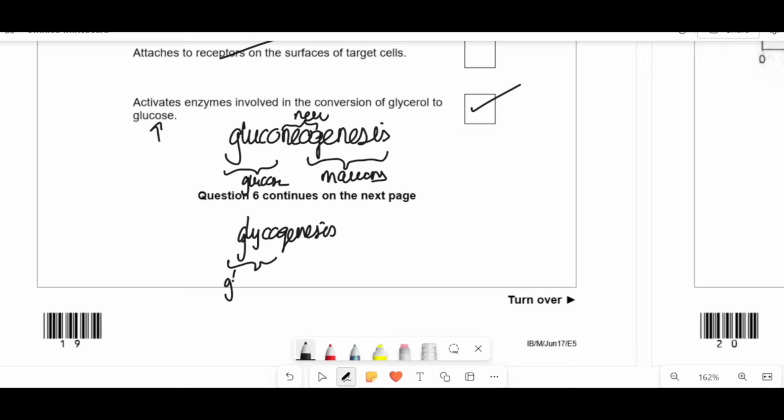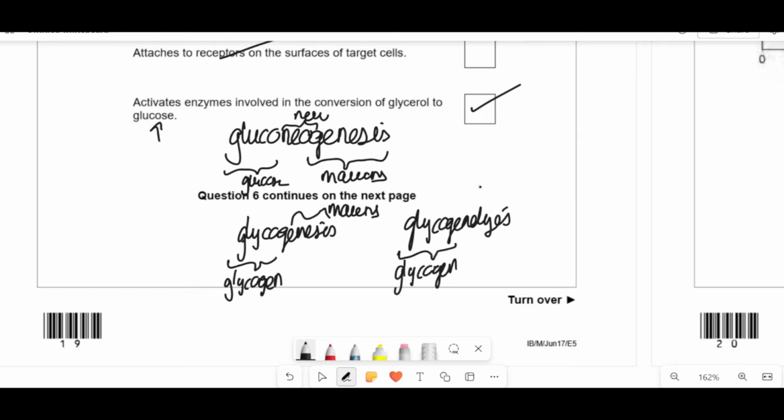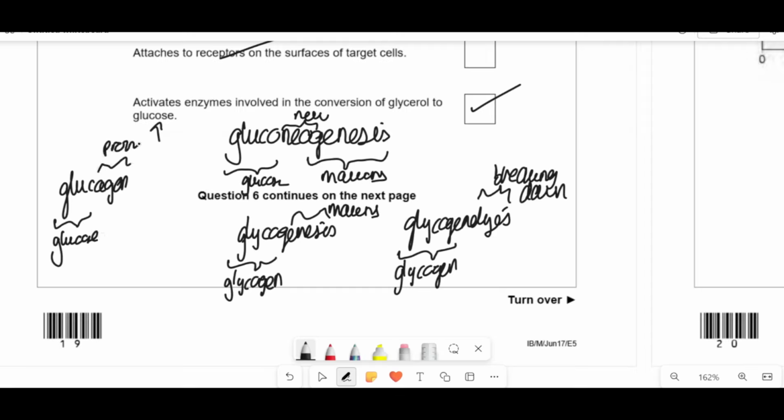Glycogenesis, here, glycogen, here, genesis, making. So you're making glycogen. Glycogenolysis, so it's glycogen. Lysis means breaking down. So glycogenolysis is breaking down glycogen. What other ones are there? Glucagon, the hormone. Glucose, agon is providing or increasing amount of. So provider. So what it's doing is it's making glucose go up. Insulin, putting something in, away, in, right? What other ones are there?